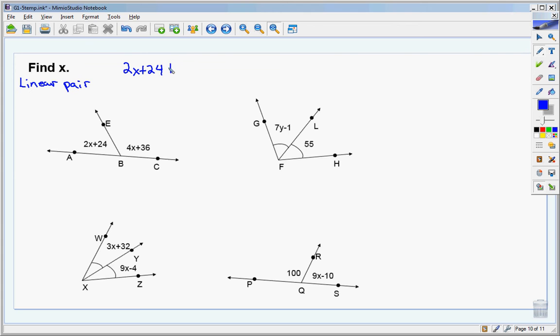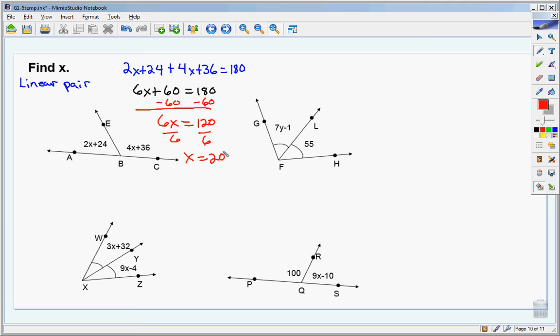So 2x plus 24 plus 4x plus 36 equals 180. That's all the geometry that's in it. Everything left is what? Combining the like terms, 4x and 2x, 6x, 24 and 36, 60. Getting rid of the 60, I now have 6x equals 120, and divide by 6. X is 20.